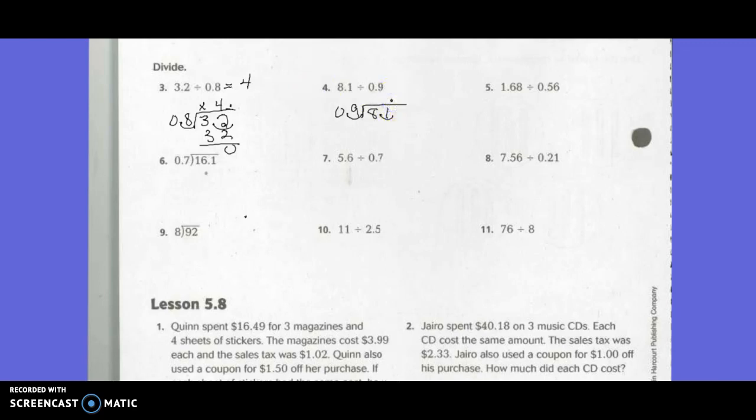Now we should know how many 9s are in 81. How many? 9. 9 of them. So my answer is 9.